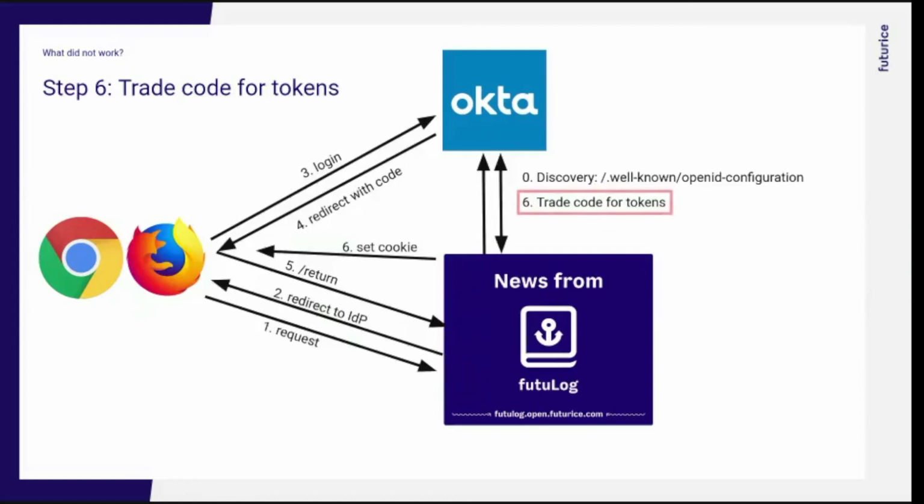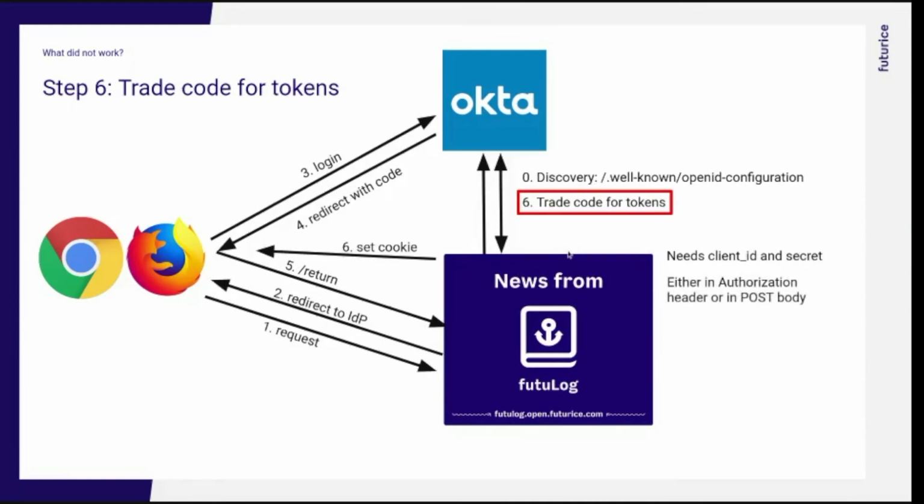Okay, first thing. Second thing was trading this code for tokens. It was a minor thing. So to trade this code, you need to authenticate against Okta. So only valid or allowed applications that have been pre-registered with Okta are allowed to do this. So not everyone willy-nilly can just get a token from somewhere and a code from somewhere and get tokens. So you need this client ID and also a secret. And the secret is pre-shared. So when I said to IT, hey, can you add futuLog, IT gave me the secret and the client ID, and then I can use this.